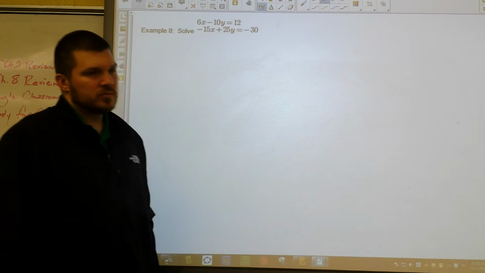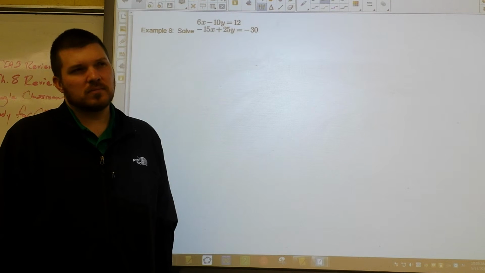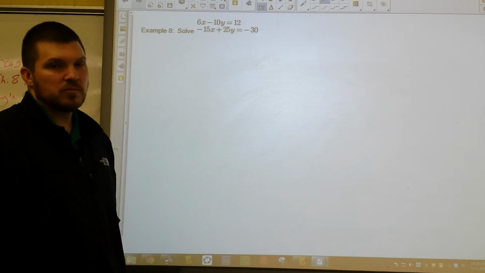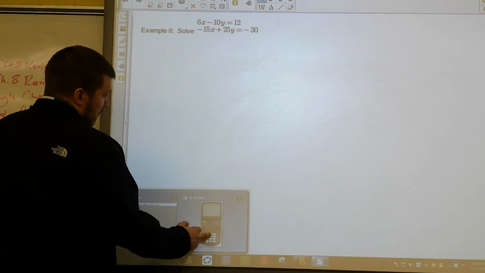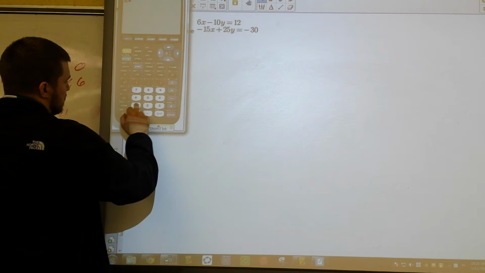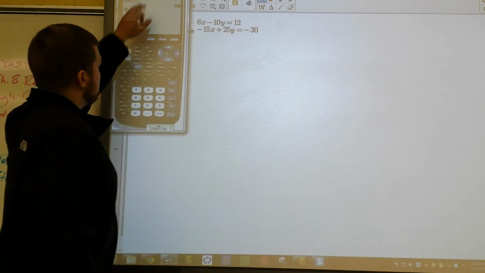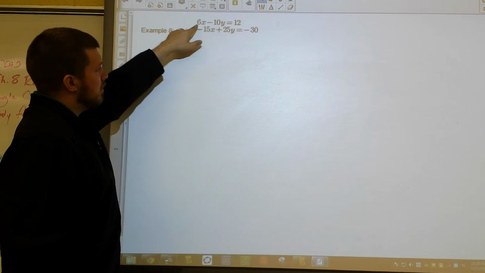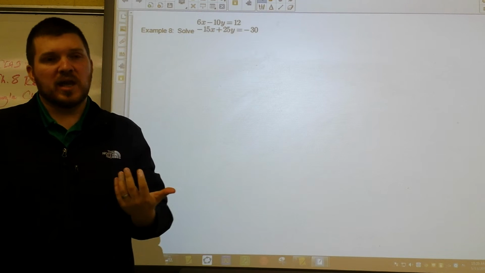So I want to think about, well, what do they have in common? 6 and 15. Nothing that I really know, so I'm just going to multiply 6 times 15 and figure out what that is. That's probably going to be my least common multiple. It might not be, but it is a multiple that they have in common. 6 times 15 is 90. So what I'm trying to do for my x's, since that's what I'm going to target to eliminate, is I want one of my x's to be positive 90, the other x to be negative 90.